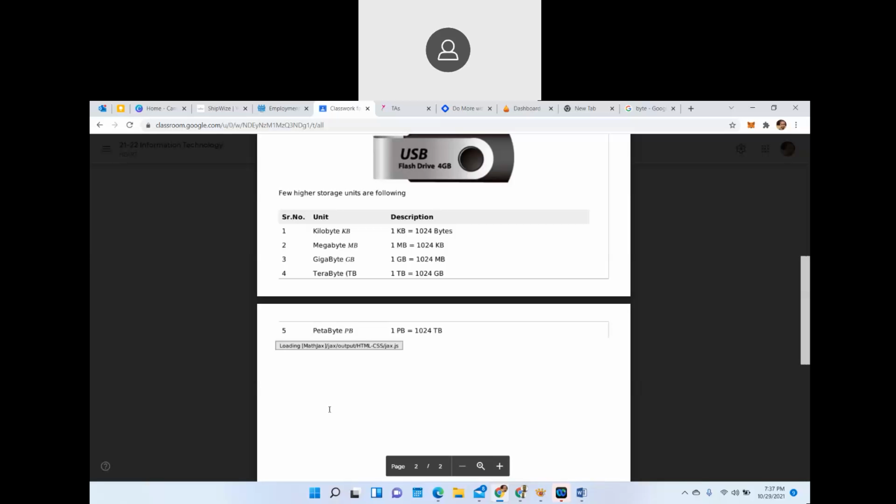It says that 1 petabyte is equal to 1024 terabytes, is that what it's saying? Yeah, so 1 petabyte is equivalent to 1024 terabytes.